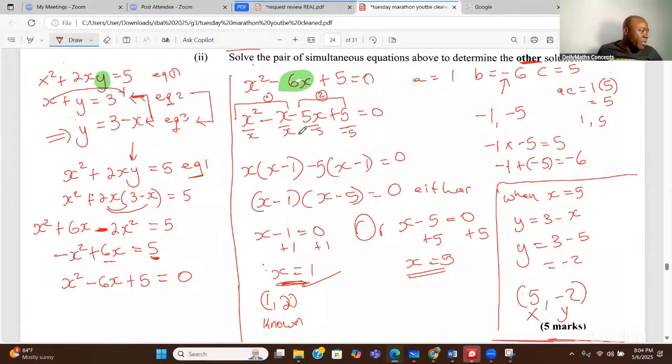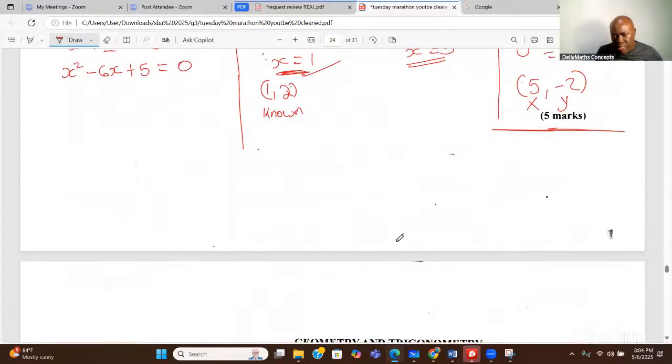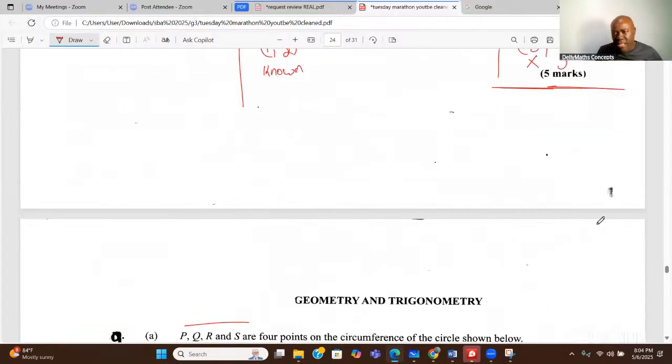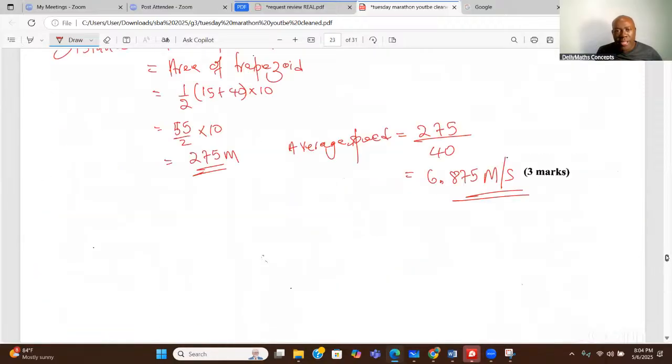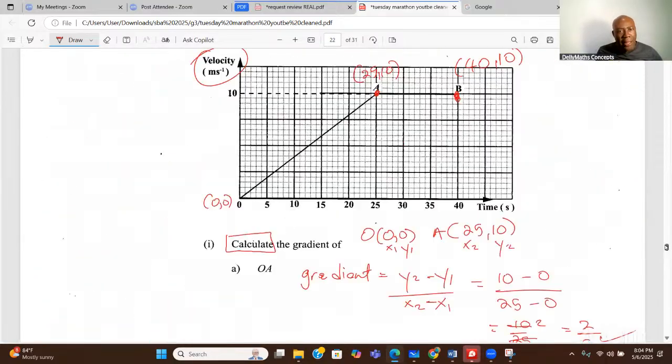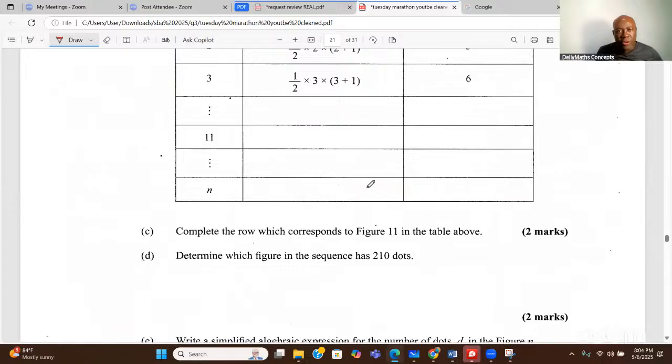Anybody, where are we now? Are we done? Is this question finished? Yes, it is. All right, so we're going to number 7 now. You see a typical number 8, not bad. We're at number 7 now.